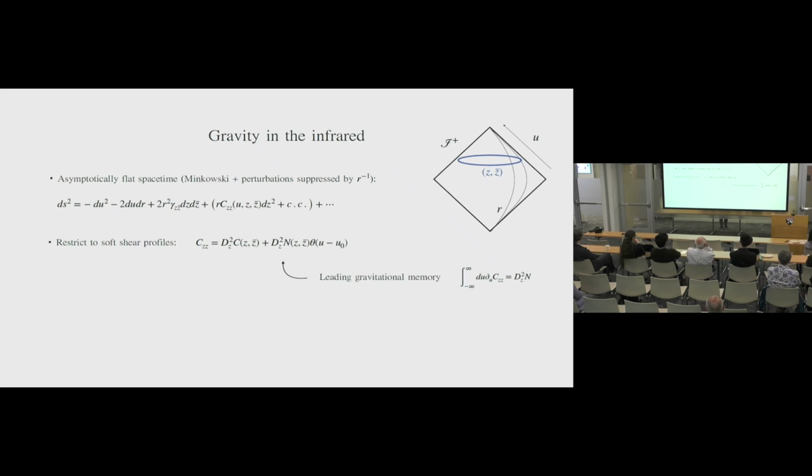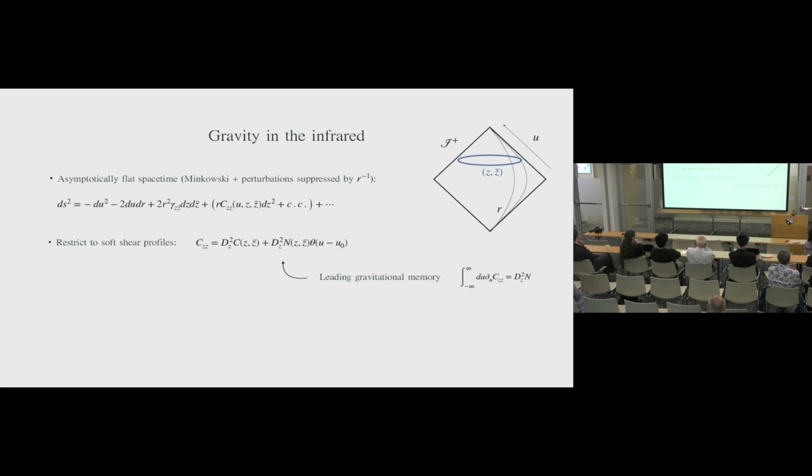And this function C_zz is the so-called shear. If the time derivative of this function is non-zero, that means we have gravitational radiation. So here I'm going to restrict to the very simplest example of such shear profiles that are so-called soft. So there is a zero mode, a function on the sphere, as well as a memory mode. So this memory mode would be like the zero mode of the gravitational radiation. In principle, you are going to have all sorts of other modes as well, but I'm restricting to just the infrared sector, to the simplest case.